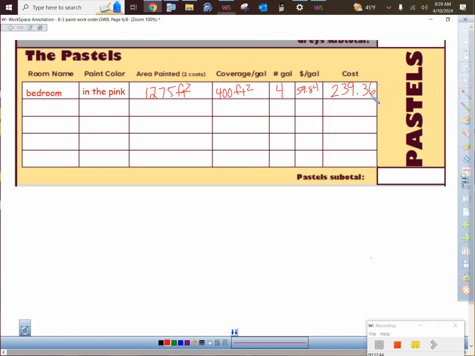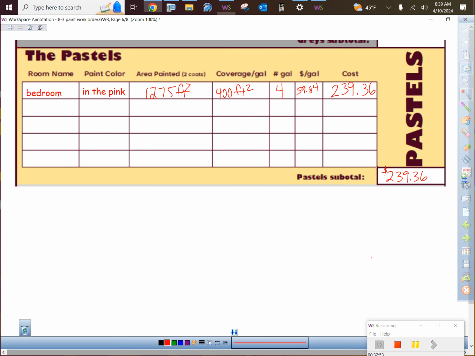This is the only thing we're doing in pastel colors for myself, so I could also put that in my subtotal. And I like to put a dollar sign on it. Cool. But the other 2 rooms, I have decided to paint the same color. Right? So I'm going to do the same color on the other 2 rooms.